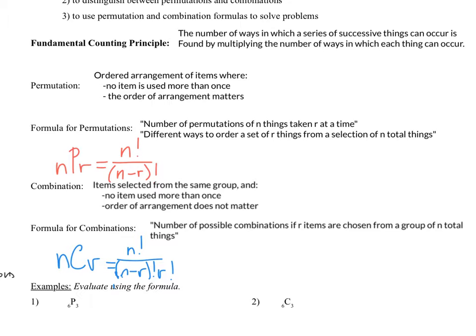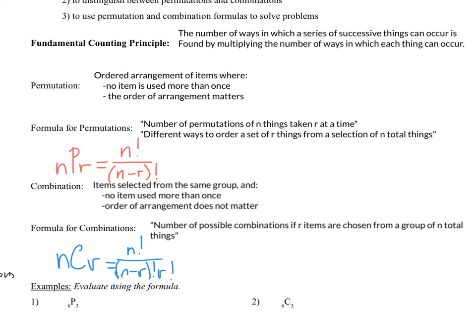Let me make sure that's clear. This is an exclamation point. So the numerator is the total number of items factorial. The denominator is the total number of items minus the number we're choosing, factorial.